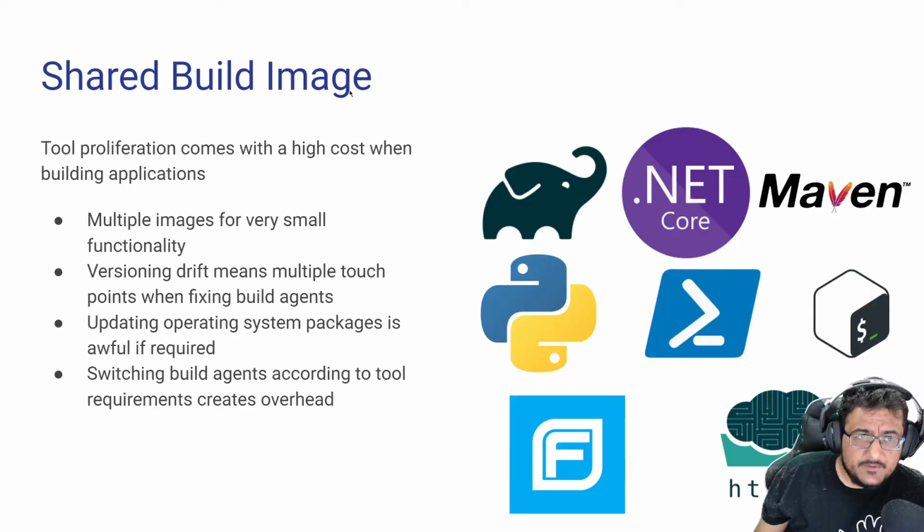Another pattern that I have seen is share build images. As I said, you tend to have a lot of proliferation of tools, right? In some projects, I have seen these drawbacks. I have seen projects where they have multiple, let's say, very small Docker images with a single tool, and then try to execute each stage of the pipeline with that single image. That also adds a lot of overhead to your pipelines.